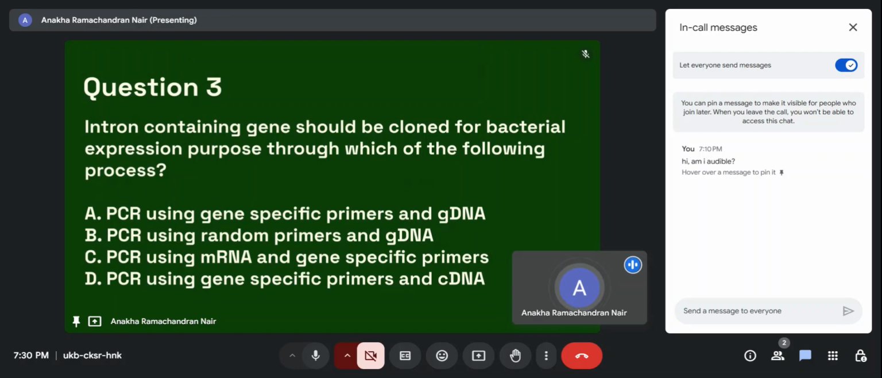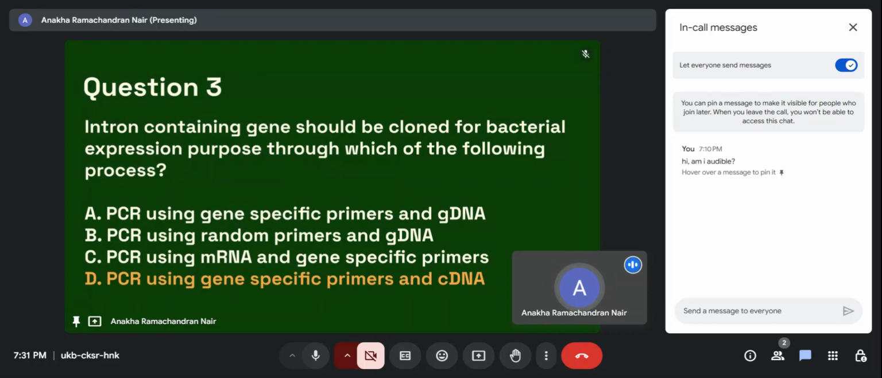What this question tells us is that an intron is present in the gene, right? So that means this is a eukaryotic gene, because only those have introns. And this eukaryotic gene has to be cloned in a bacterial expression system. Bacterial expression systems don't have the mechanism to remove introns when they convert the genetic data into mRNA, right? So you need to do some pre-processing to get this gene cloned into a bacterial expression system. Let's first see what the correct answer is, and then I'll explain it.